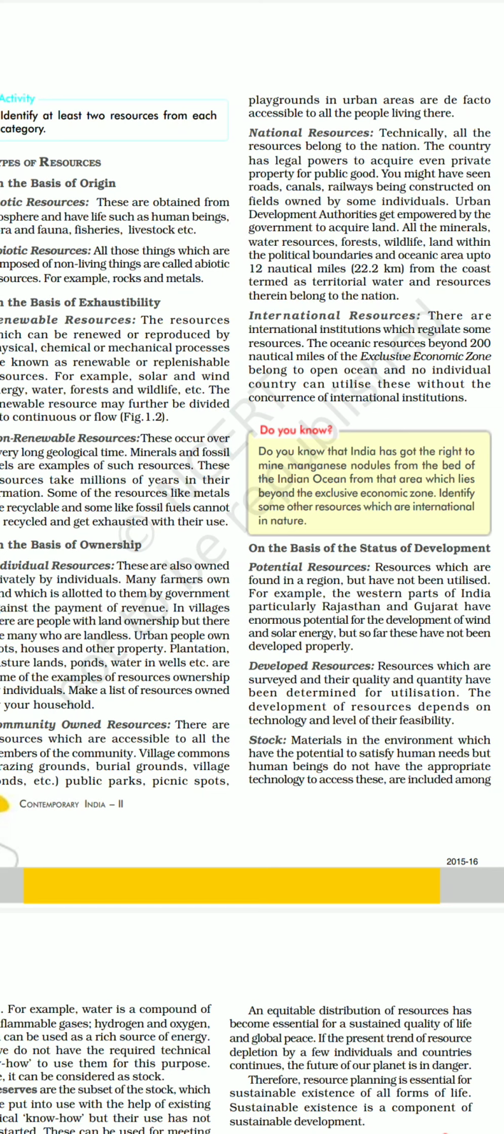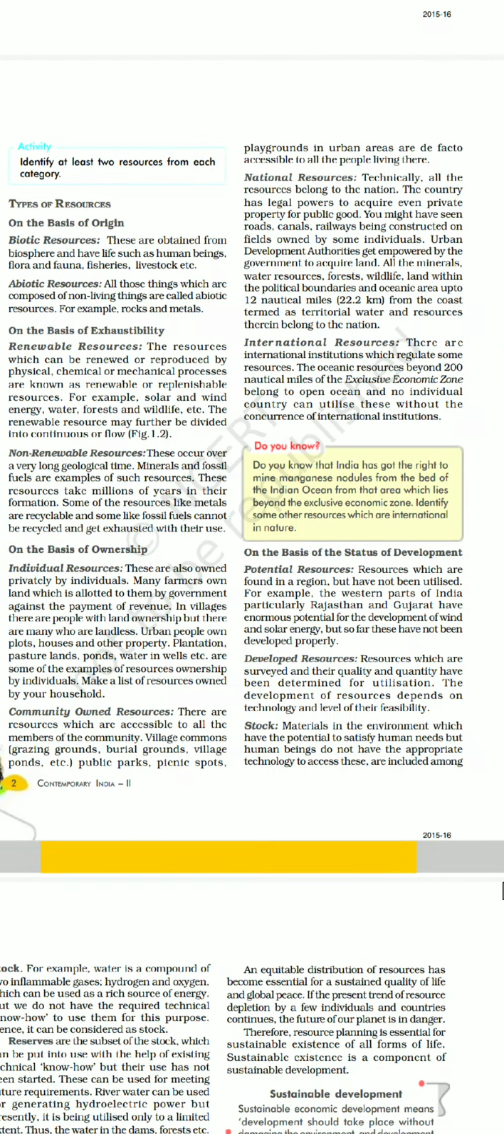The next is developed resources. These are the resources which are surveyed and whose quality and quantity have been determined. These resources are currently being used. Such kind of resources are known as developed resources.